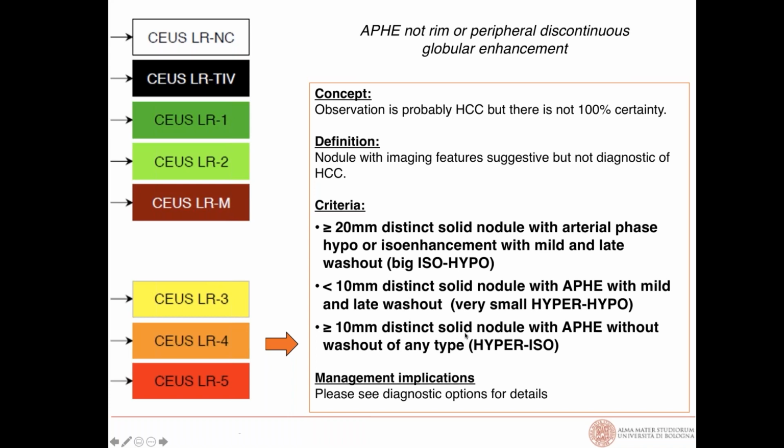Or more than 10 millimeter lesion with arterial phase hyperenhancement but without washout. So all these conditions make lesions to be at high risk of being hepatocellular carcinoma. Usually these lesions are either biopsied or sometimes directly treated, depending on the situation that we have. If, for instance, the patient has another lesion, which is a hepatocellular carcinoma, and he has a second lesion, which is LR4, usually we treat both of them. So this needs a local multidisciplinary meeting.